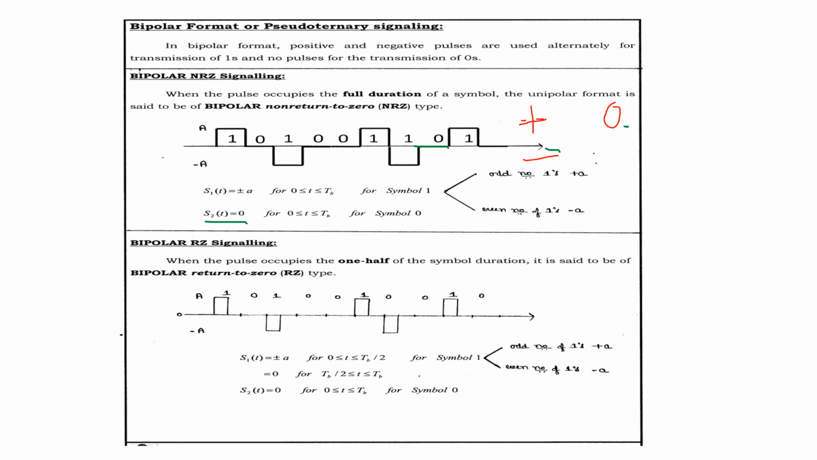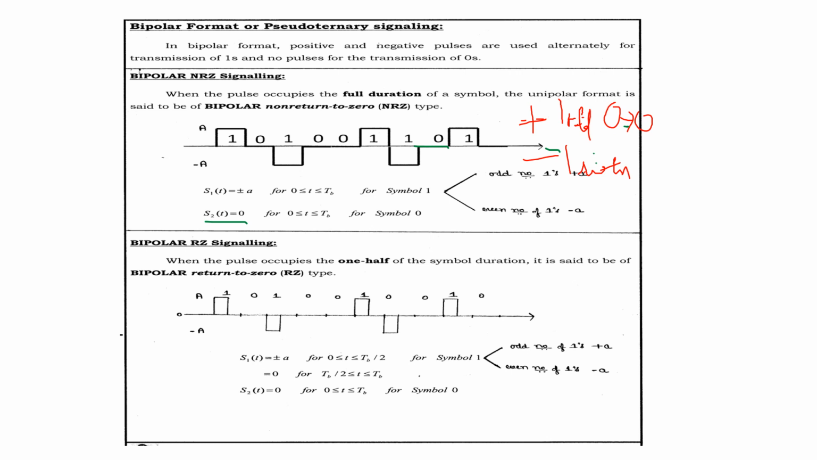So plus is indicating this is also bit 1, this is also bit 1. But plus amplitude or plus pulse is for odd number of ones, and minus A is for even number of ones. Okay. So 0 is for bit 0. So this is going to be represented for bit 0.